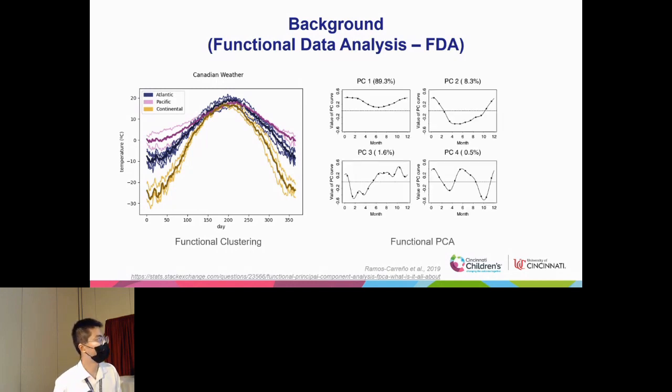Another type of application, which is also very popular in functional data analysis, is functional PCA, where you can reduce the complexity of temporal data, because in very complicated temporal curves, there are a lot of variations along the temporal dimension, and you want to reduce them into several lower dimensions, similar to normal PCA. Functional PCA is an option to reduce that temporal variation complexity.